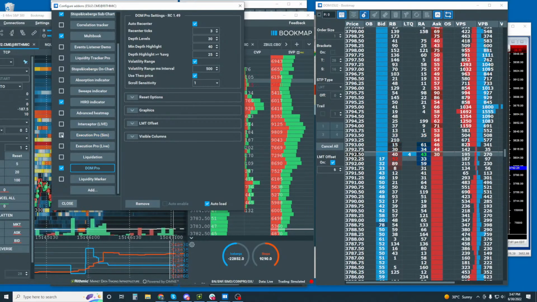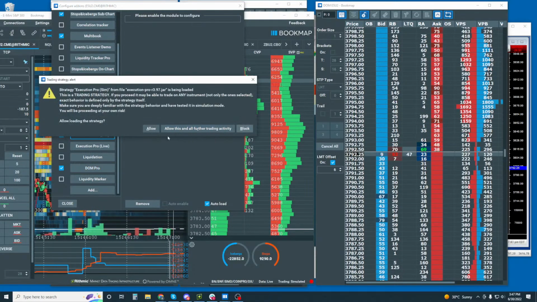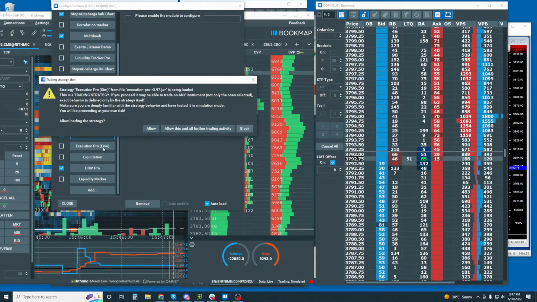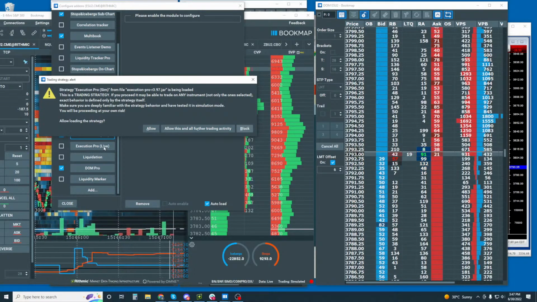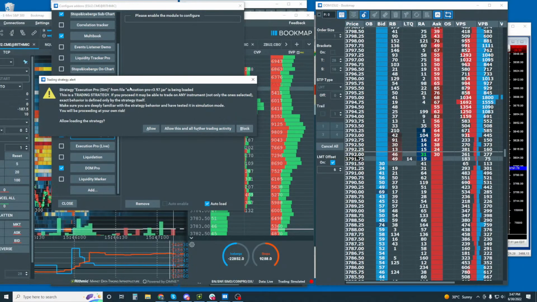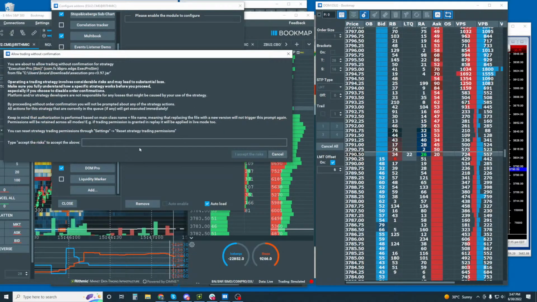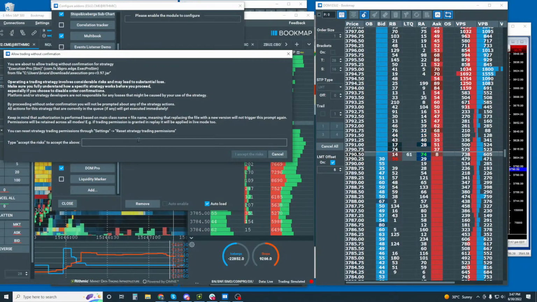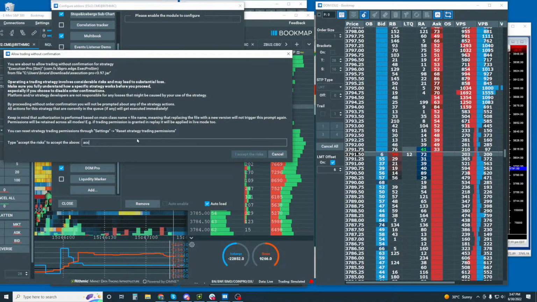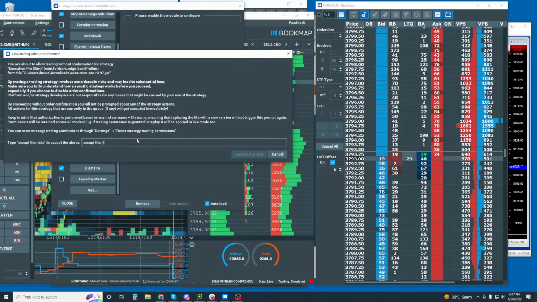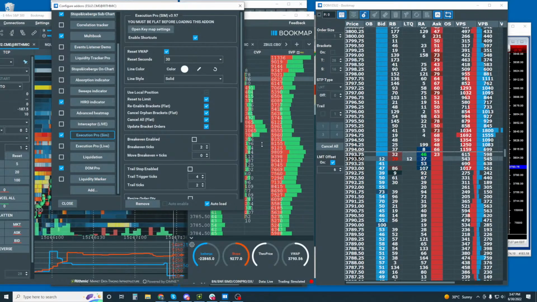It's kind of complex to explain. You'll just need to know that. If you try to use the Execution Pro Live on it, it will not work, and you will be notified in a pop-up window. So anyway, we'll bypass the logic on it. It's rather complex, like I had said. Accept the risks, and I'm good to go.